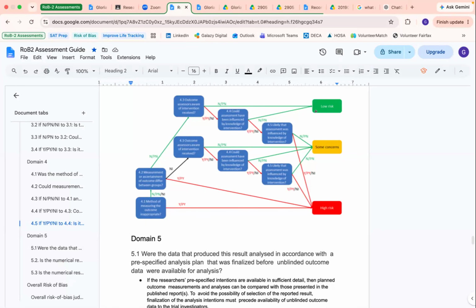Okay. I understand now why both things can exist at the same time. Why it could have an outcome assessor that is not blinded and still be low risk. And the differentiating factor there is the fact that the assessment couldn't have been influenced, even if they did know. Does everybody understand?